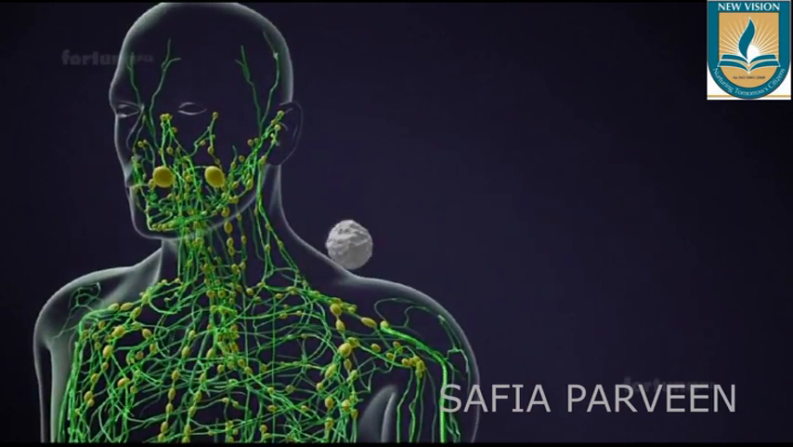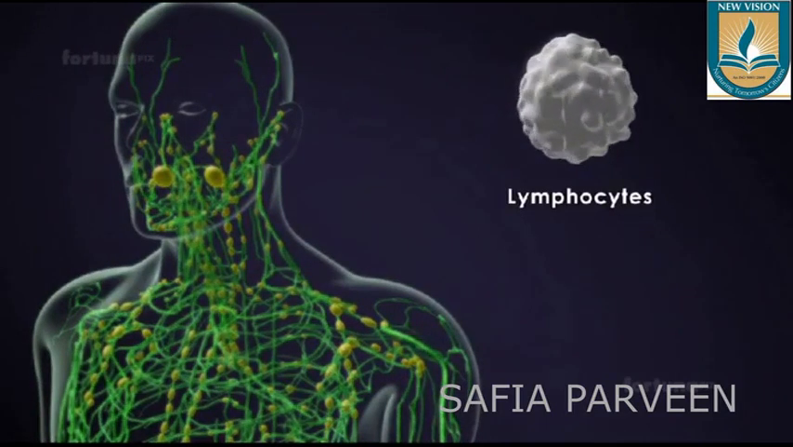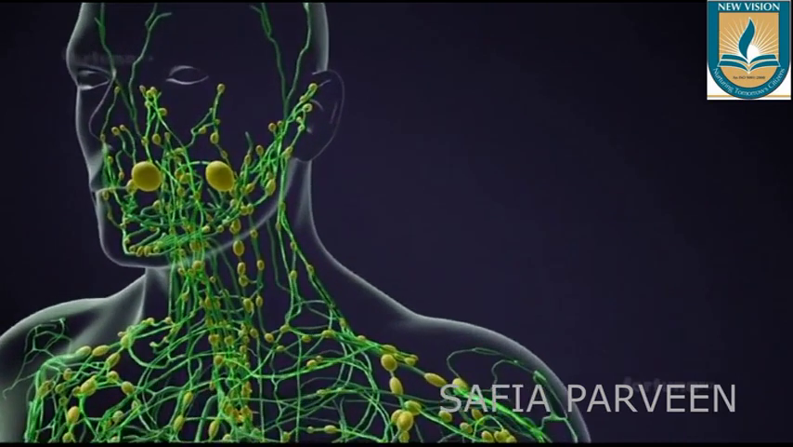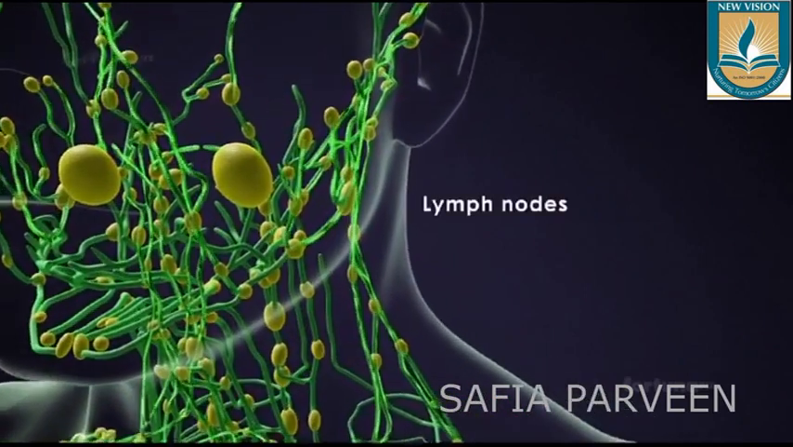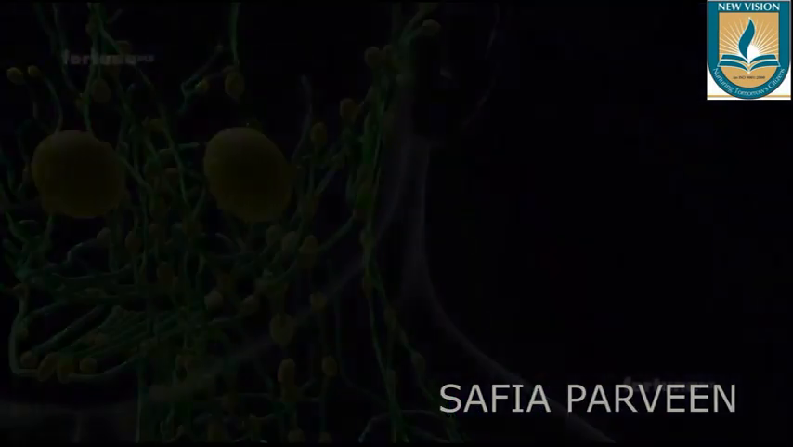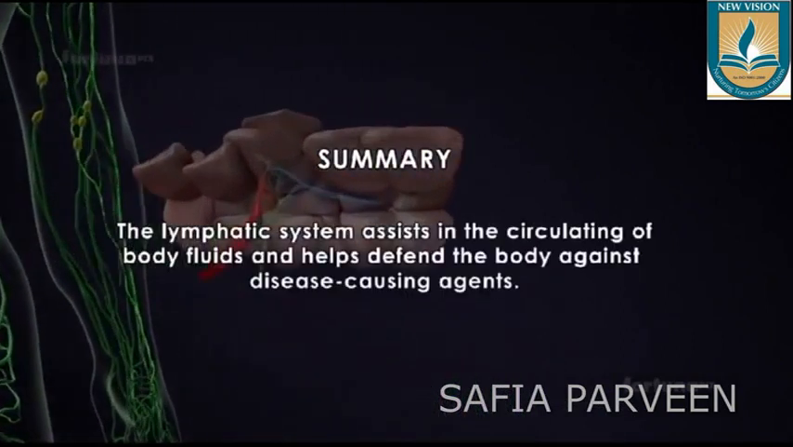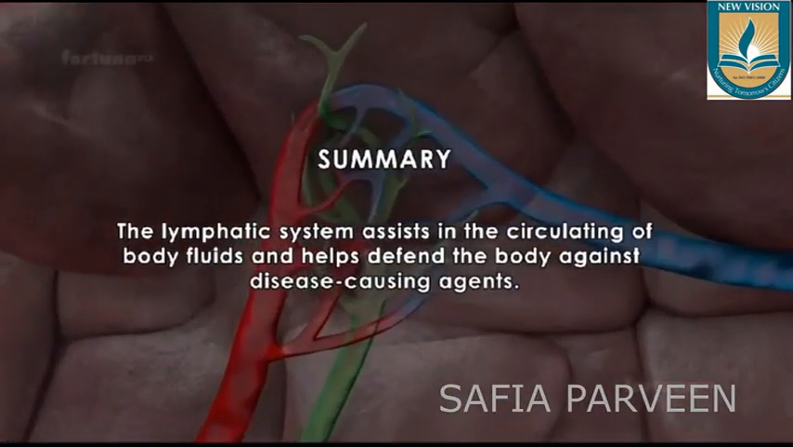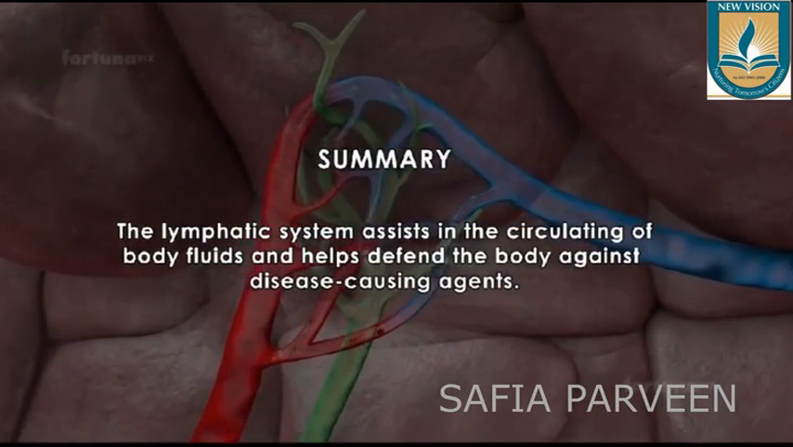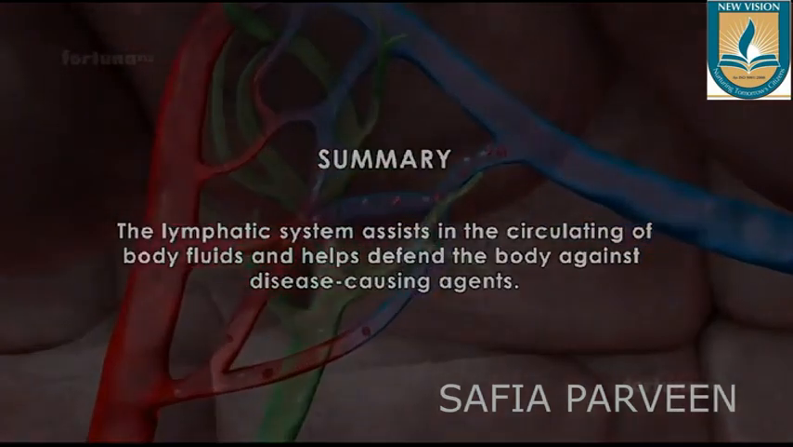There are nearly 600 to 700 lymph nodes distributed in all these regions of our body. The main purpose of these lymph nodes is to produce lymphatic fluid. Examples are the tonsils, which are seen near the neck region; this is nothing but the lymphatic node of the neck region. So we learned that the lymphatic system helps in the circulation of body fluids and helps to defend the body against disease causing agents.